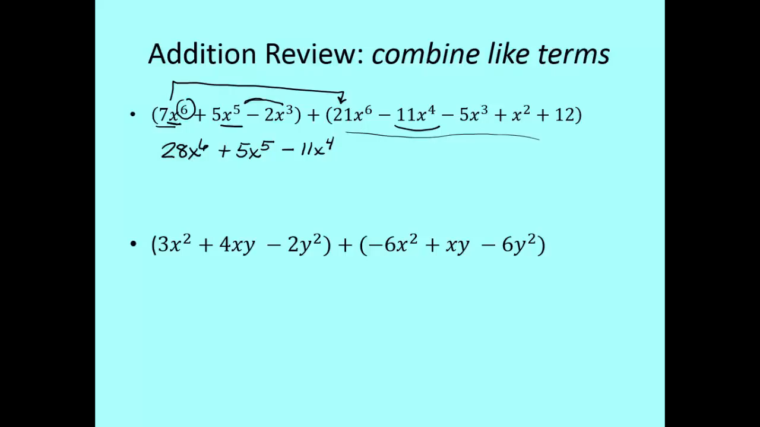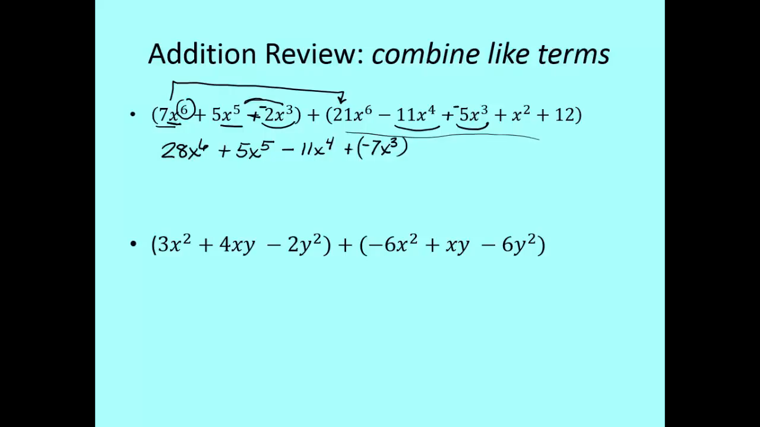Next is x to the 3rd here and x to the 3rd here. Be careful because these both have negative signs in front. This is subtraction, but it's also like adding negative 2 and adding negative 5. So if you think of it like this, then we have a negative 2 and a negative 5, and all together that's negative 7x to the 3rd power.